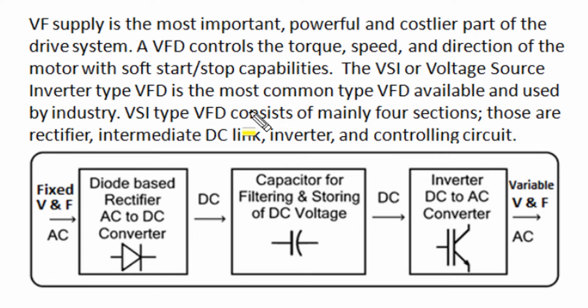For controlled variable speed operation of a three-phase induction motor, we need a variable frequency supply, and that variable frequency drive uses a fixed voltage fixed frequency AC supply and converts that into variable voltage and variable frequency alternating current supply suitable for motor operation. Now this variable frequency drive is not only the most important and powerful component of our application, it is also the costliest part of our drive system.